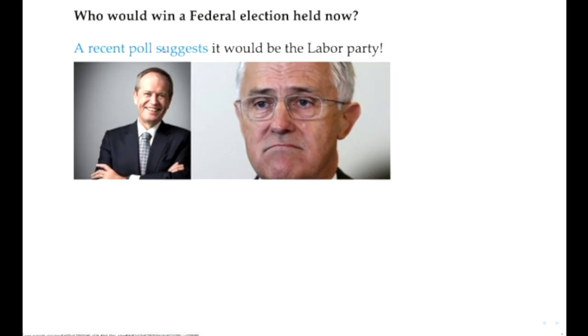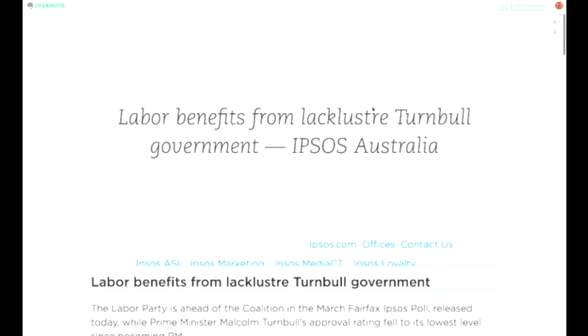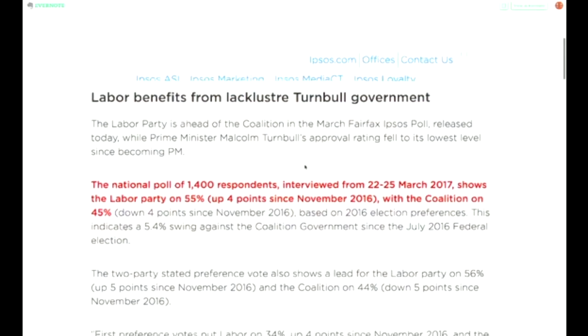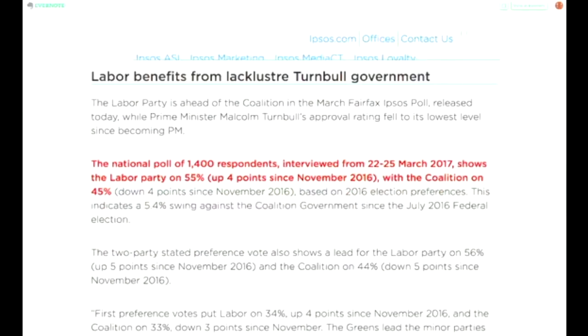Now I'm going to follow the links to all these things today. So a recent poll suggests it would be the Labor Party. So hence Bill is happy and Mal not so much. But let's have a look at this recent poll, because this is what we want to focus on a little bit. All right. So here's the news report. So this company called Ipsos that does polling on these kinds of things in Australia. And we'll zoom in on the highlighted part, so you can follow these links too if you want to.